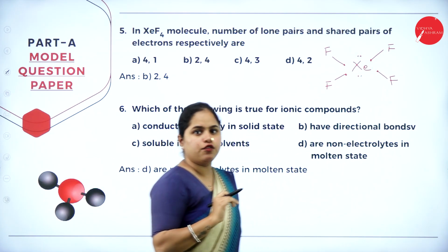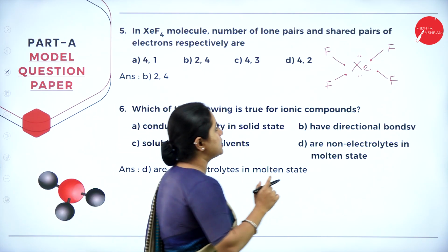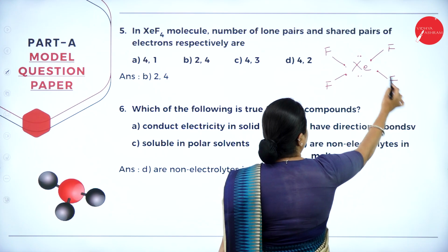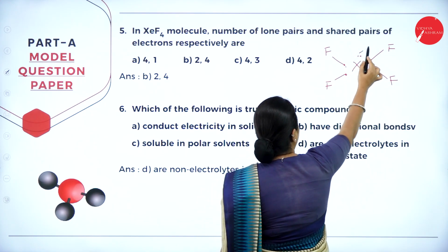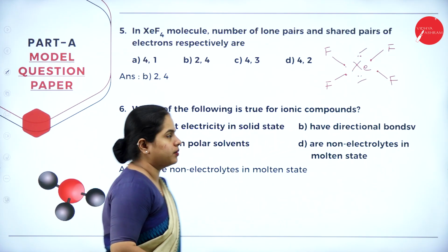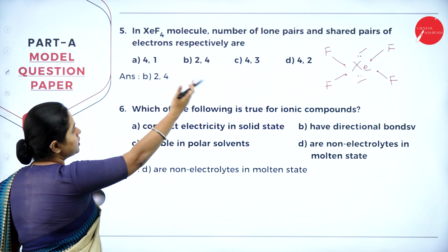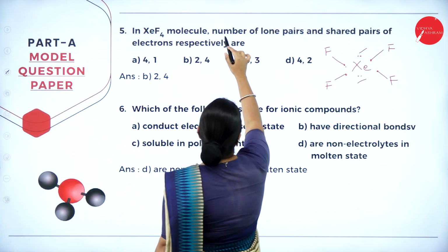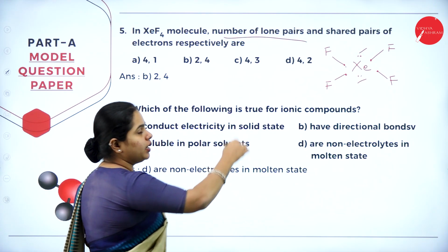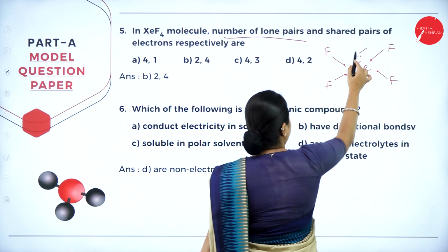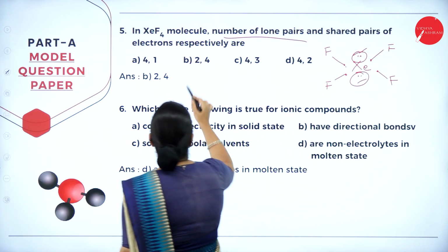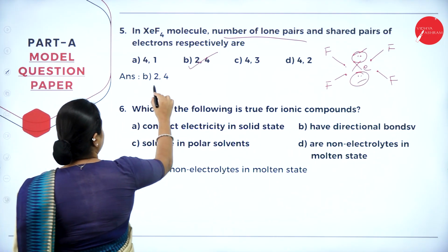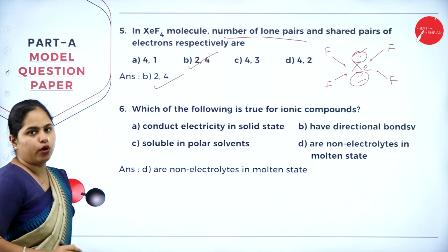As you can see from the Lewis dot structure, there are 4 bond pairs, 1, 2, 3 and 4, and 2 lone pairs are present. Be careful while choosing the answer: they have asked first for the number of lone pairs. How many lone pairs are there? This is 1 lone pair, and this is another lone pair. So 2 lone pairs and 4 bond pairs are present. So this is the answer: 2 lone pairs and 4 bond pairs.